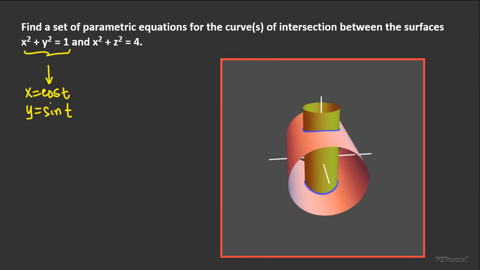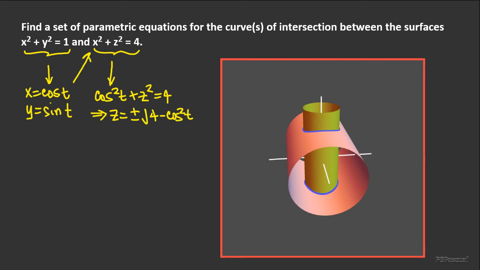Then we plug in x equals cosine t into the second equation so that cosine squared t plus z squared equals 4. Solving for z, we get z equals plus or minus the square root of 4 minus cosine squared t.